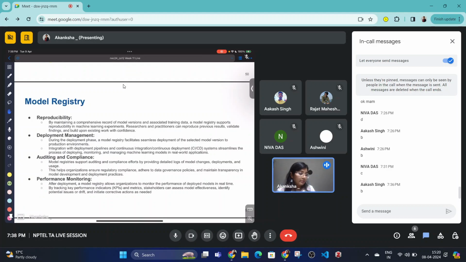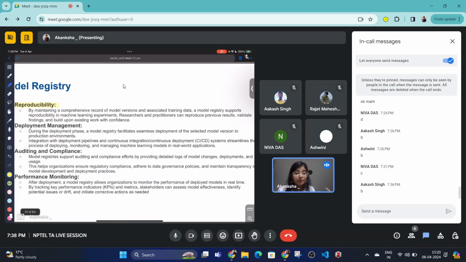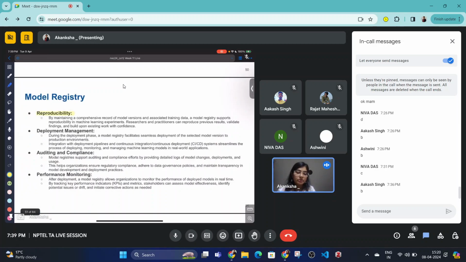Then comes reproducibility. It supports reproducibility. Suppose you create something and it's open source, then another person can also recreate that. Even if it is not open source, if you want to recreate the previous version, you can just take the version out because it's well documented, so it becomes very easy. Deployment management is also there.